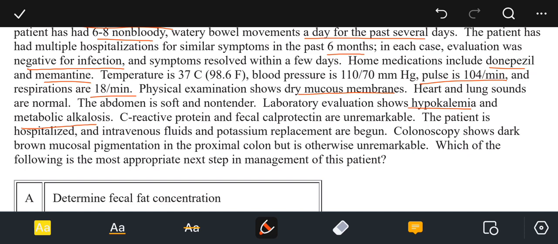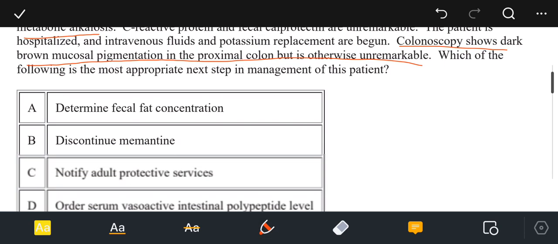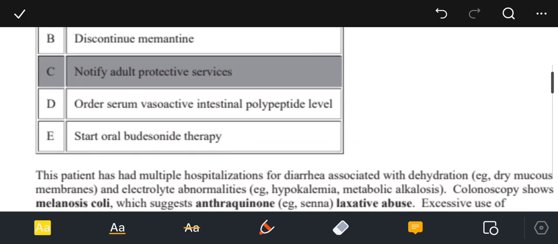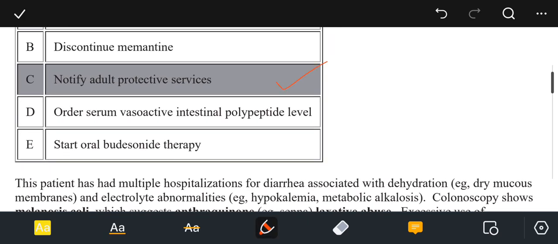The patient is hospitalized and intravenous fluids and potassium replacement are begun. Colonoscopy shows dark brown mucosal pigment in the proximal colon, but is otherwise unremarkable. Which of the following is the most appropriate next step in the management of the patient? Determine the fecal fat concentration, discontinue memantine, notify adult protective services, order serum vasoactive intestinal polypeptide level, start oral budesonide therapy. The answer of choice is option C, that is notify adult protective services.